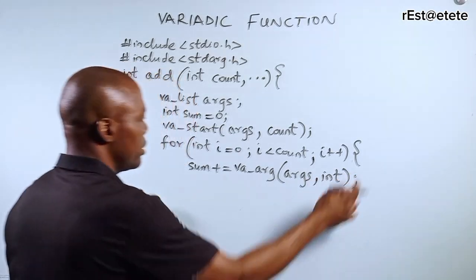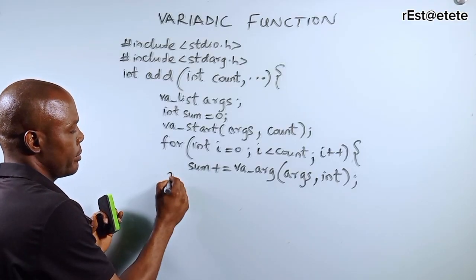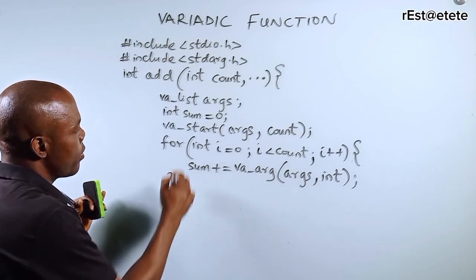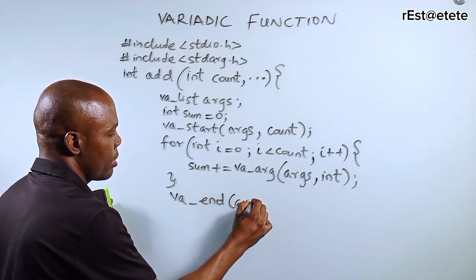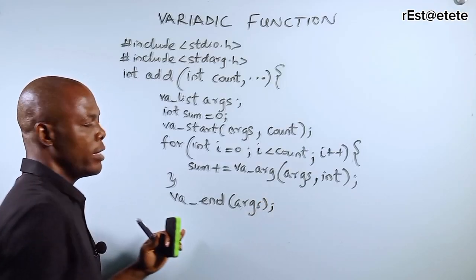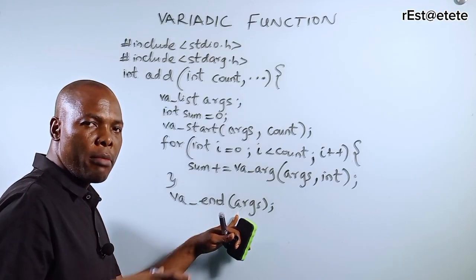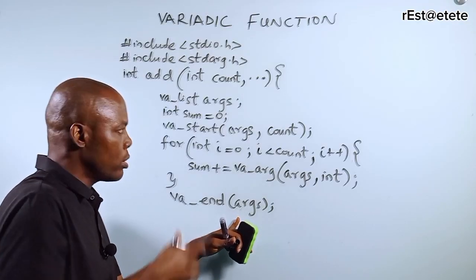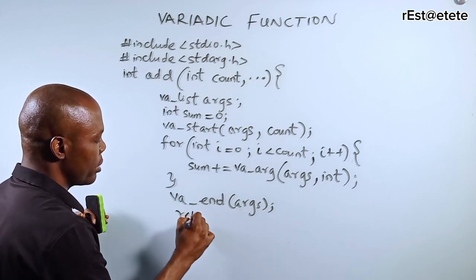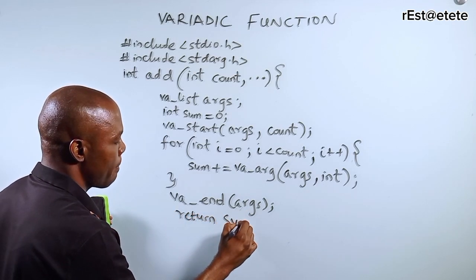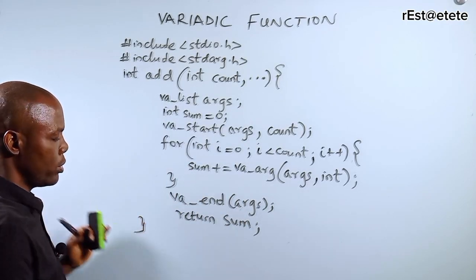So I'll close this. Then I'll close this, my curly bracket. Then I will come here. I'll call VAN to clean up the basket and return it back to where I carried it from. So all the memory resources that were used in this function are going to end. So VAN is going to end it. Then I will now say return sum. So my function, I will close it here.